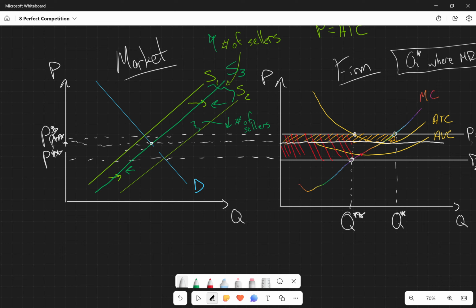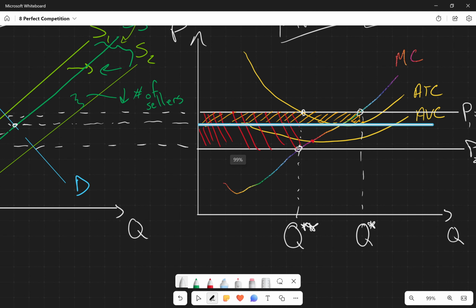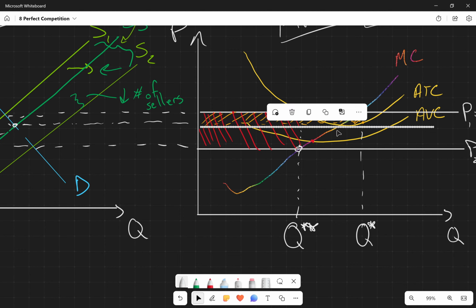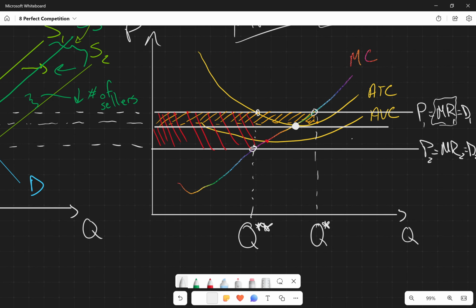So this situation is going to keep going until we get exactly here. And that's not even right, because it's got to be the lowest point on the average total cost curve. Right here. And then we can use the law of large dots in order to say this is where they're all equal to. So this is our long run equilibrium, where this P3 is, or this MR3, or this D3.